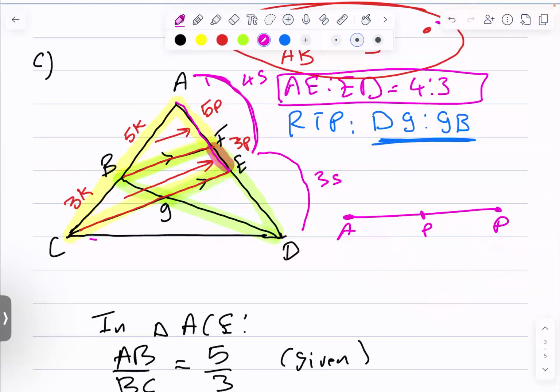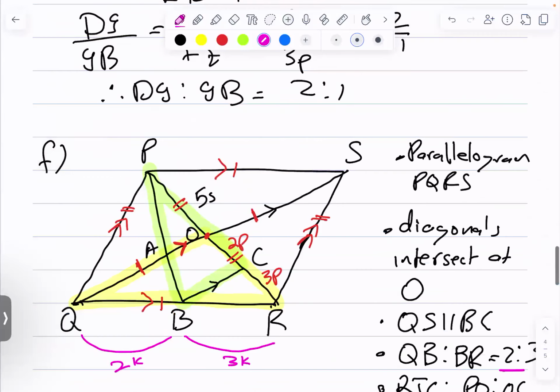We had this side of AF being connected to AB and FE being connected to BC. But all of them are connected by one bigger side, which is AE. That's why there was a need for us to write this in terms of P or in terms of S. Does that make sense to you? Yes, sir.